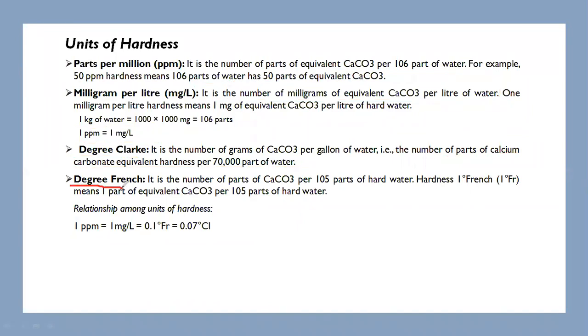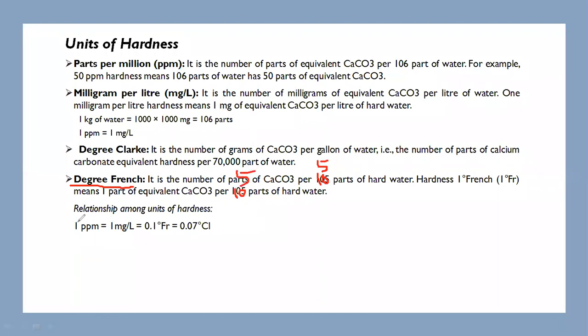Degree French. It is the number of parts of calcium carbonate per 10 to the power 5 parts of hard water. Hardness of 1 degree French means 1 part of calcium carbonate equivalent per 10 to the power 5 parts of hard water.